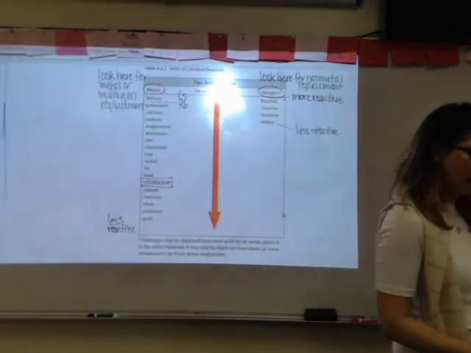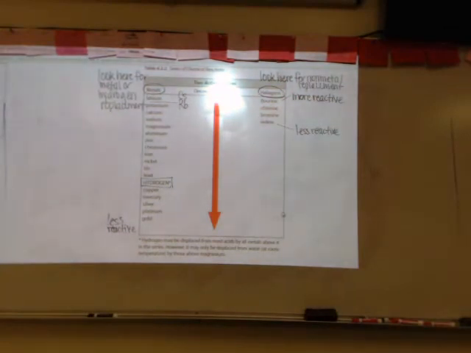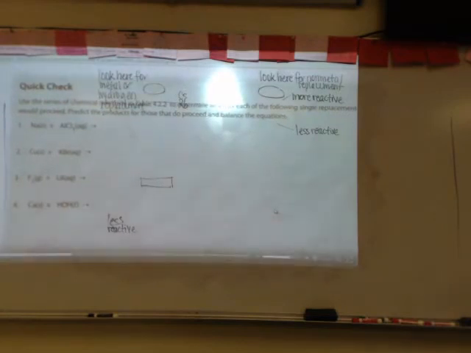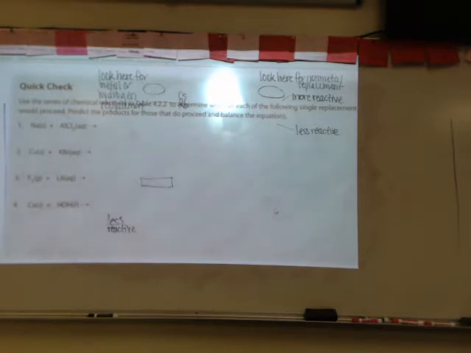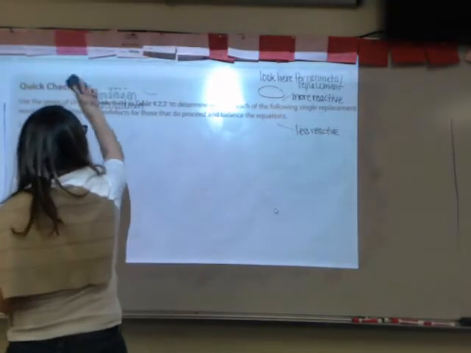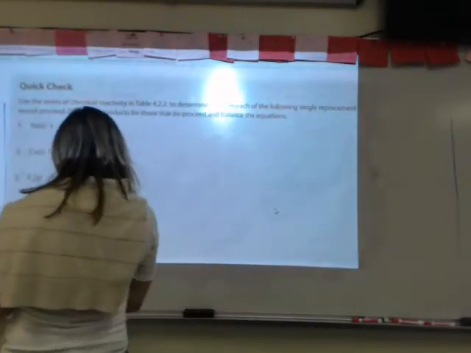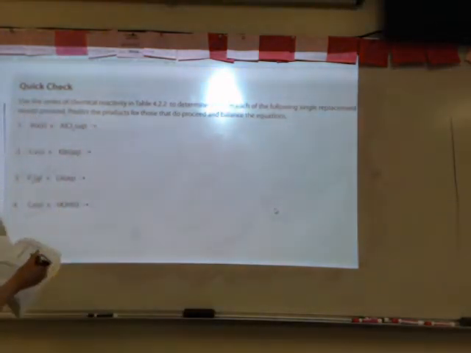Okay, so let's go ahead and take a look at the quick check just underneath. Here we're going to use the series of chemical reactivity in the table above to figure out if these single replacement reactions will actually proceed. If they do not proceed, you simply write no reaction. And then we're going to predict the products for the ones that proceed.